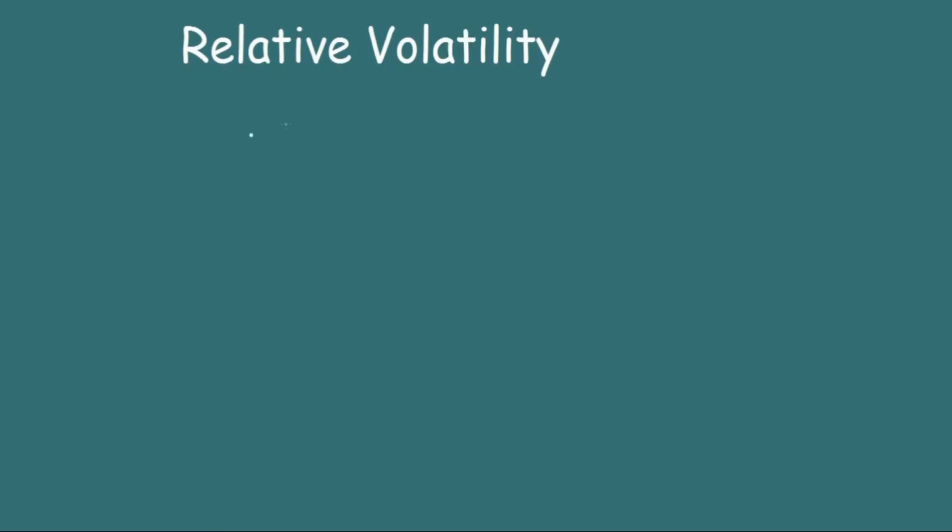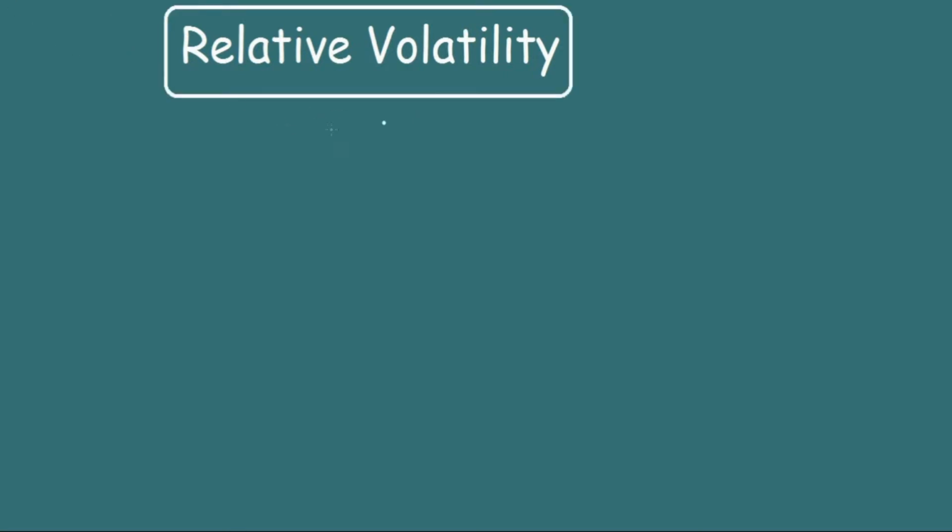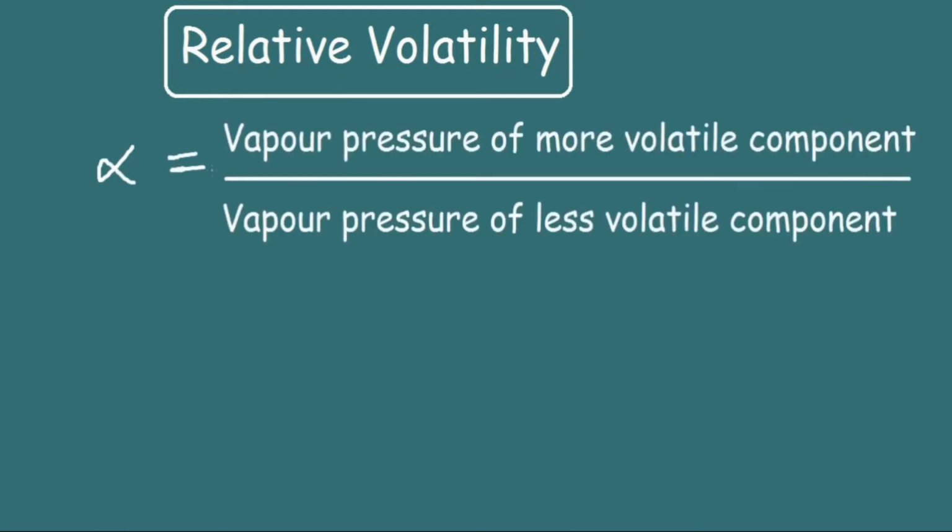So in this short video, we are going to discuss this term relative volatility. This term is usually found while dealing with problems involving the distillation column. So let's discuss this. Relative volatility is denoted by alpha. Alpha is equal to the vapor pressure of the more volatile component divided by the vapor pressure of the less volatile component. This alpha is relative volatility.